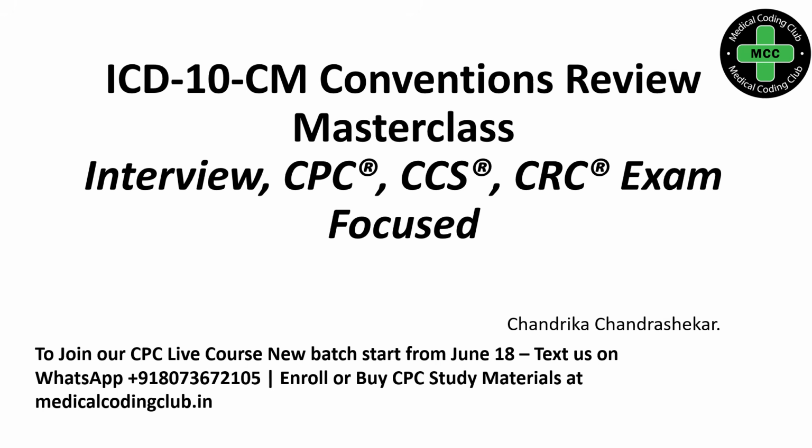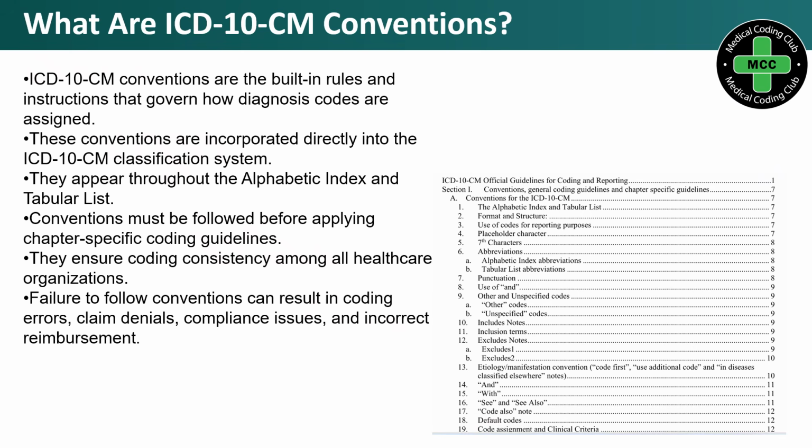So let's begin. Before we start coding, we need to understand the rules of the ICD-10 system. Those rules are called ICD conventions. These conventions are already built into your ICD-10 book and they're found throughout your alphabetic index and also the tabular list. Many coding mistakes happen not because coders don't know the diagnosis code, but because they skip some portion while leading the code.